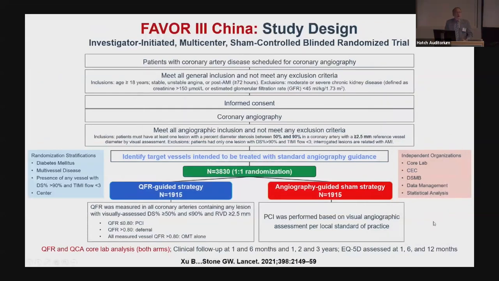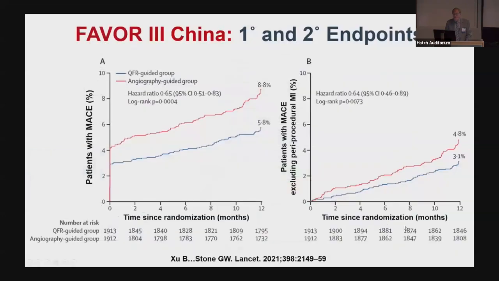We actually ran the large outcomes trial in this called FAVOR-3 China, which was 3,830 patients with mostly stable coronary disease randomized to this so-called QFR-guided lesion selection strategy versus angiographic-guided lesion selection strategy. And there were big advantages to selectively treating the lesions that needed to be treated because they were ischemic with angiographic FFR and not treating the ones that weren't ischemic. And there were early advantages and there were late advantages as well.